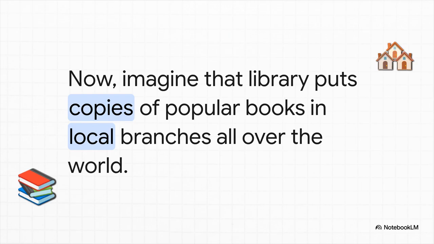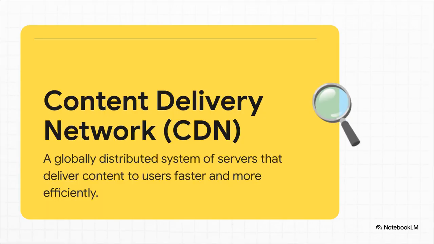The solution, then, is actually brilliantly simple. Instead of everybody having to go to that one main library, what if the library built a whole network of local branches? And what if it stocked those branches with copies of all the most popular stuff? Then you could just pop down to your neighborhood branch and get what you need almost instantly. And that, right there, in a nutshell, is a content delivery network, or CDN for short.